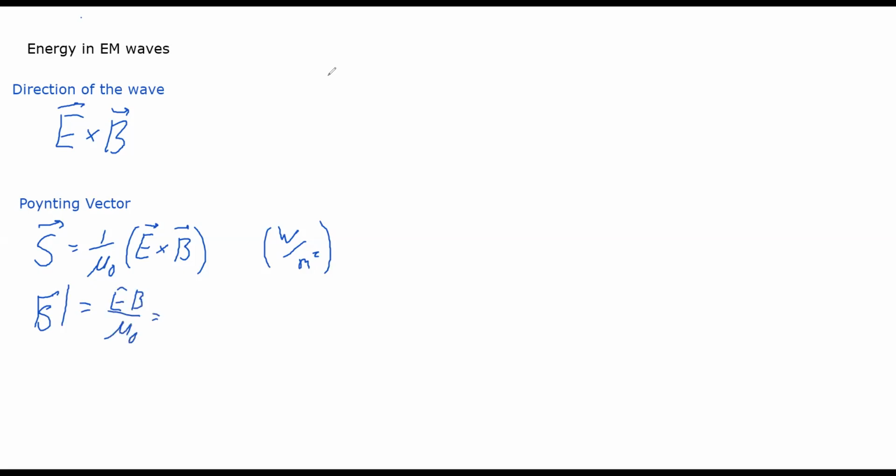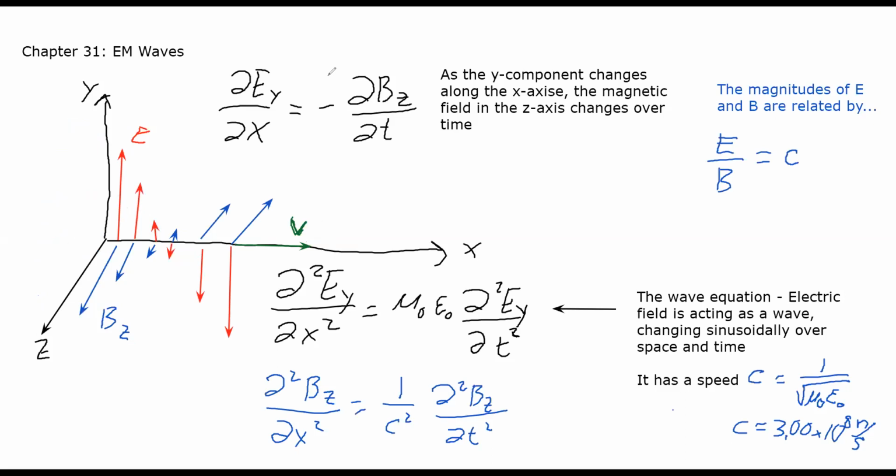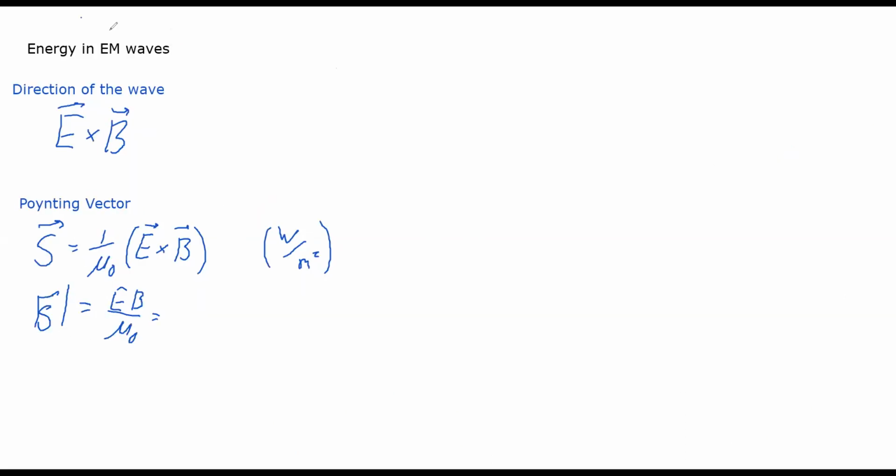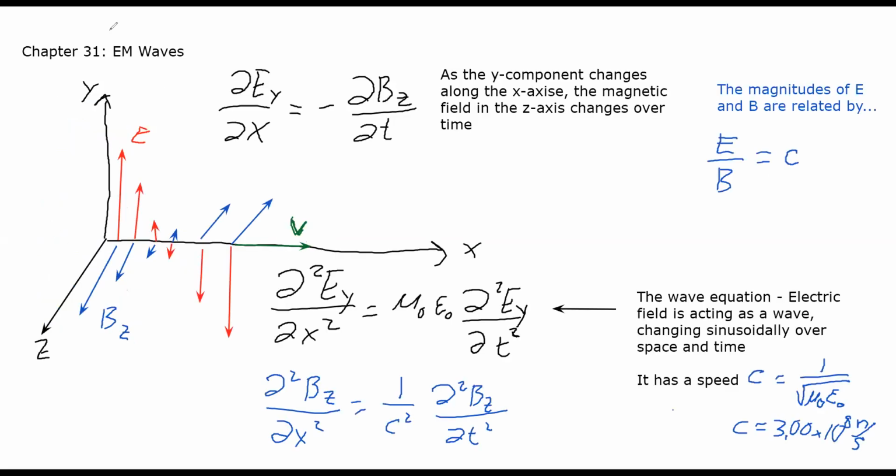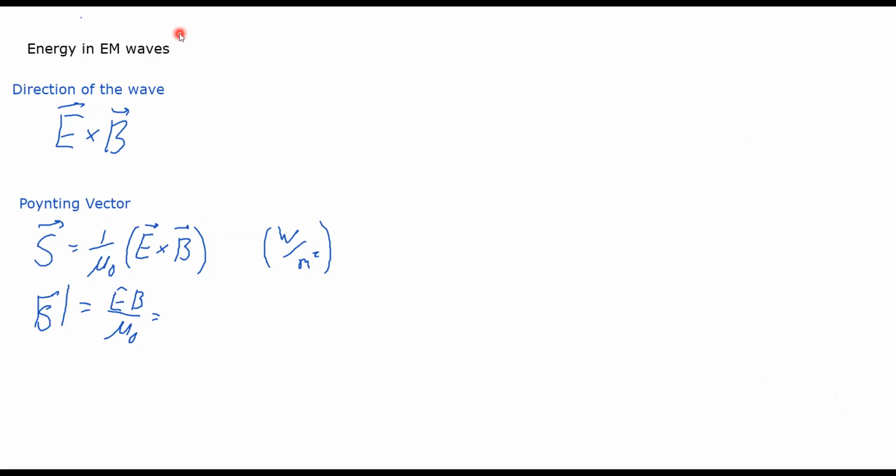Remembering our relationship, E over B is just the speed of light. We see that over here, E over B. So I can use this relationship to make a couple of substitutions. I could also use this one here. Using both of these, E over B equals c, and c is related to our constants, mu 0 and epsilon 0. If I use these two together and do some algebra, I will get this equation.